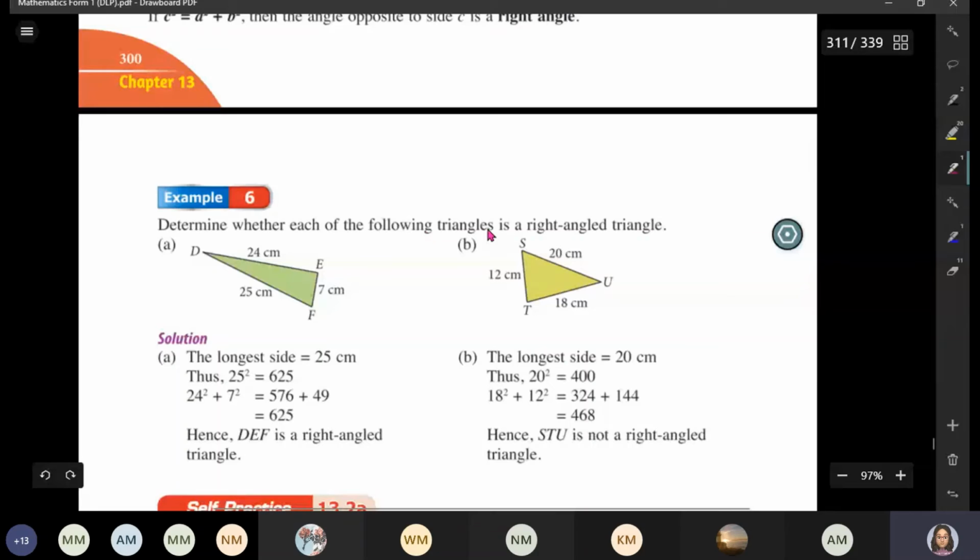So let's do this question, example 6. Determine whether each of the following is a right angle triangle or not. In order to know whether it's a right angle triangle or not, you only have to prove it using the theorem.